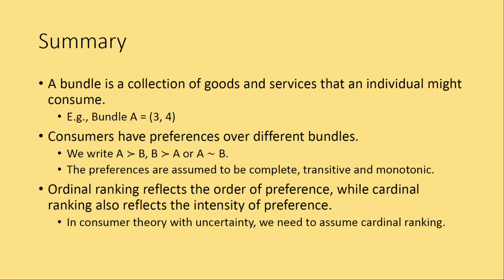And lastly, monotonicity, which requires that when there is more good in one bundle than another, the consumer will prefer the bundle that has more good. And lastly, we made a distinction between ordinal ranking and cardinal ranking. Ordinal ranking only reflects the order of the preference, while cardinal ranking also reflects the intensity of preferences. We will not learn this in this course, but if you take future classes in economics, and you learn consumer theory with uncertainty or game theory, you will be assuming the cardinal ranking for the analysis.